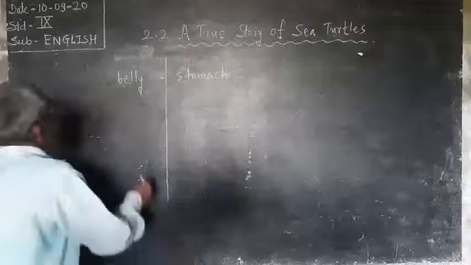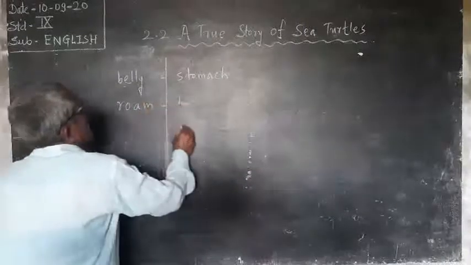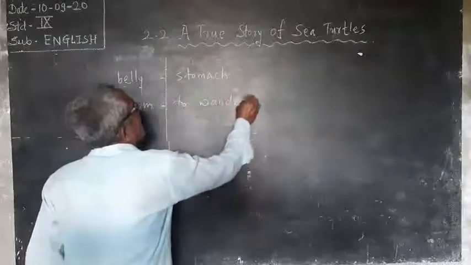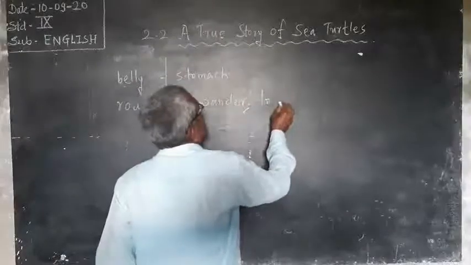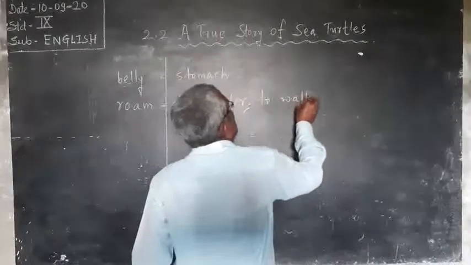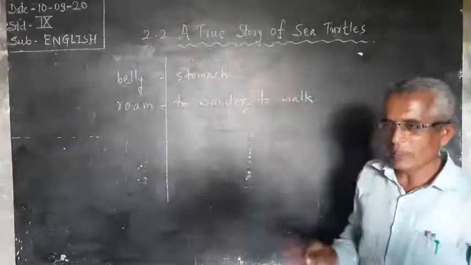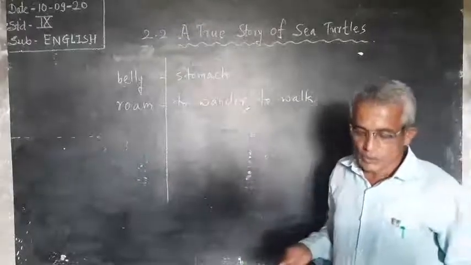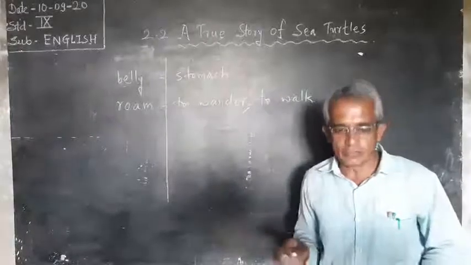Roam, R-O-A-M. Roam means what? To wander, to walk from one place to another. It's called roaming. Okay, then what happened? As we roamed the coast, coast means the beach of the sea.